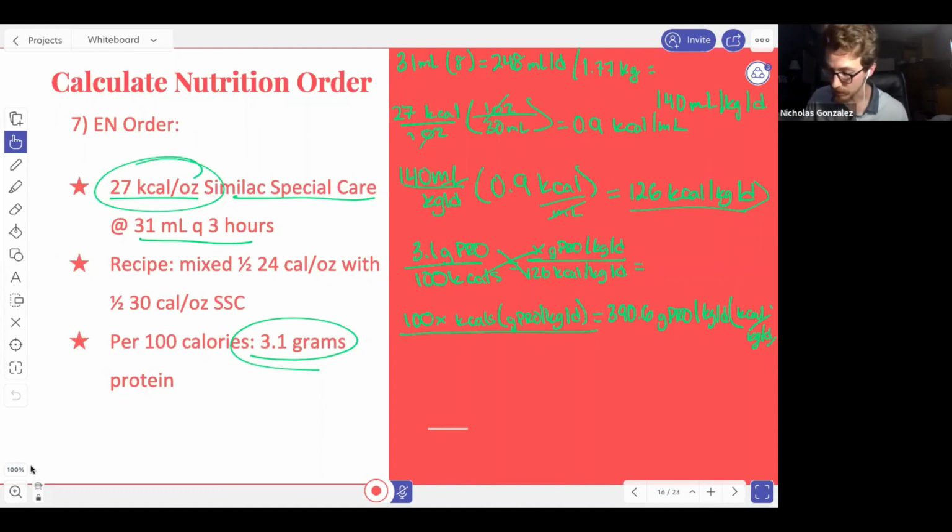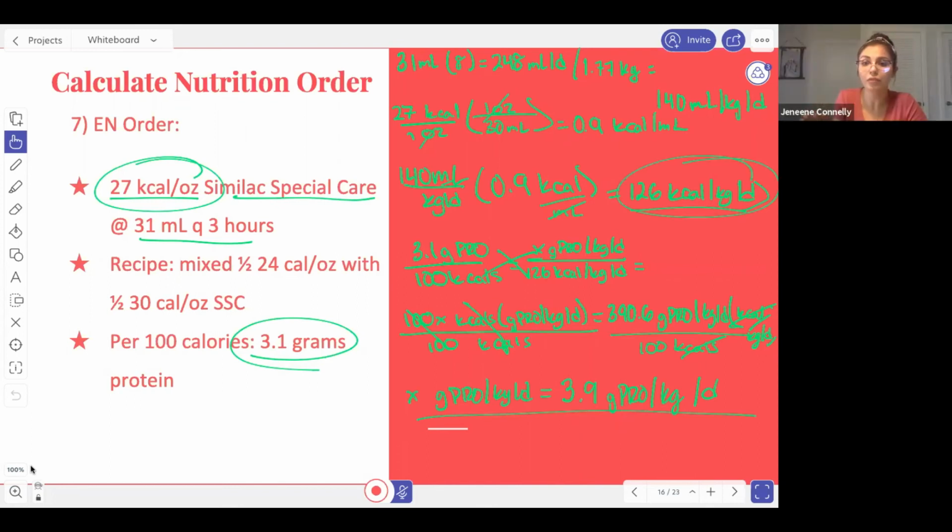So we're going to divide by 100 kcals to get rid of that bit there. Those are out of here. So our grams of protein per kilogram per day equals 390.6 divided by 100, which is about 3.9 grams of protein per kilogram per day. And there you go. So like right at the 4 grams.